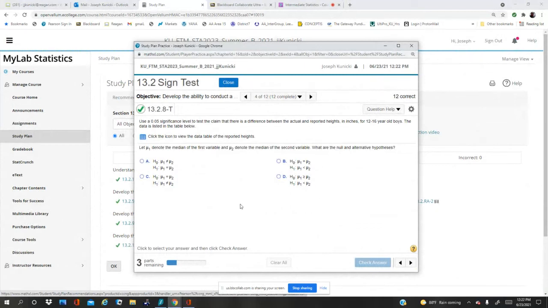So this is boilerplate. C is the correct one because the null is that they're equal. And it can't be B because it's a left-tailed. So the only possible answer is C.